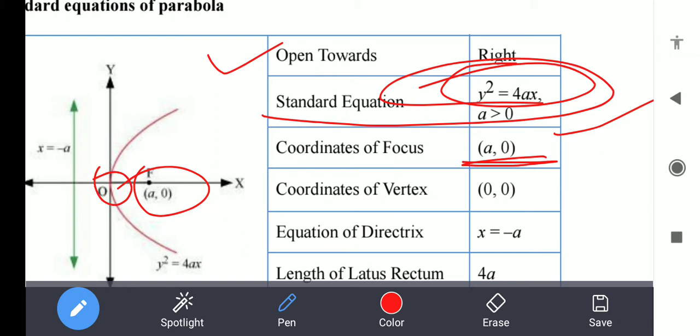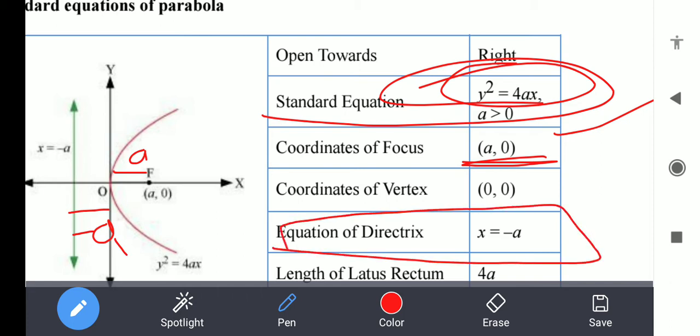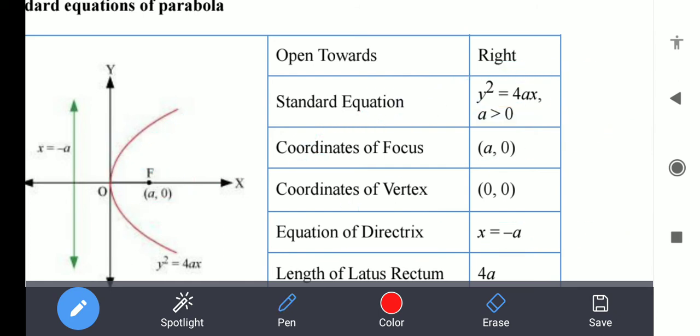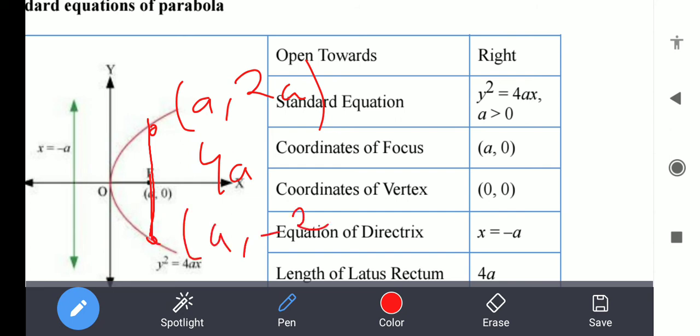The distance from the vertex to the focus and the distance from the vertex to the directrix are equal. So if the distance from the vertex to the focus is a, the distance from the vertex to the directrix is also a, but in the negative direction, minus a. So the equation of the directrix is x is equal to minus a. The length of the latus rectum in the case of a parabola is equal to 4a. So the coordinates of this point are (a, 2a), and of this one (a, minus 2a). The focus is the midpoint of this line.